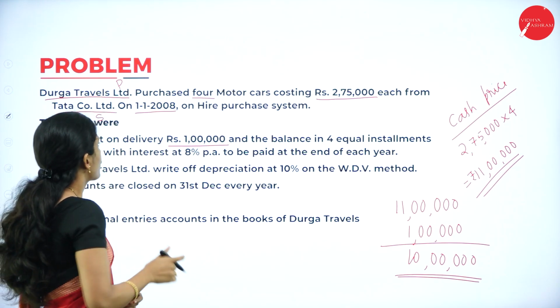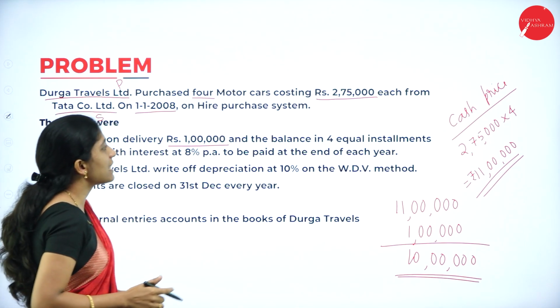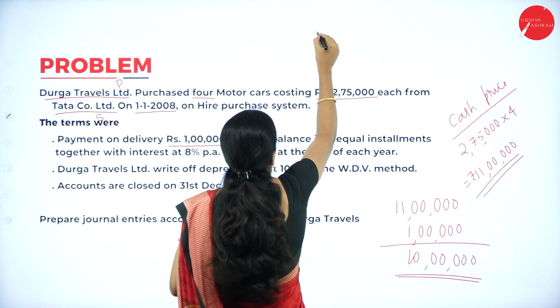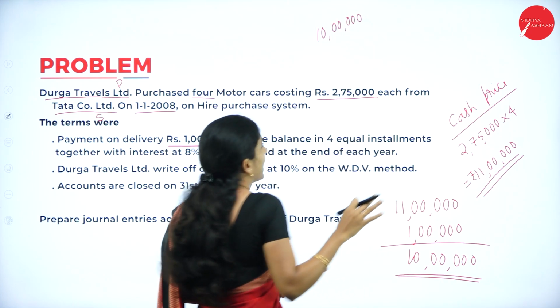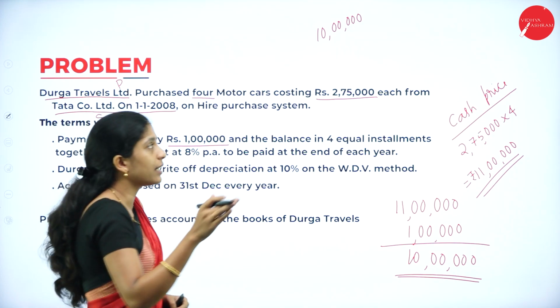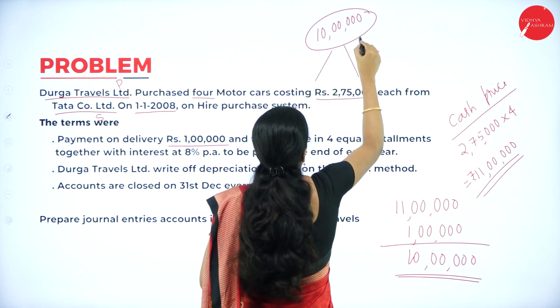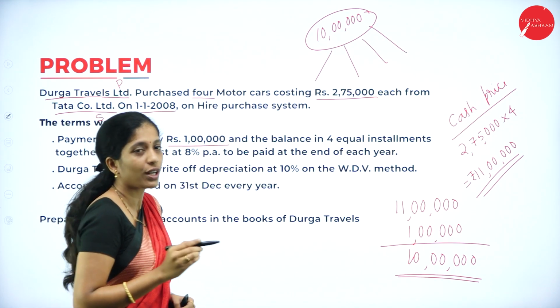Now clear? So on the payment on delivery rupees 1 lakh and the balance in 4 equal installments. So here this 10 lakh. So how much they have to pay? They had to pay 11 lakh. On the delivery they have paid 1 lakh. So the remaining 10 lakh has to be paid in 4 installments.